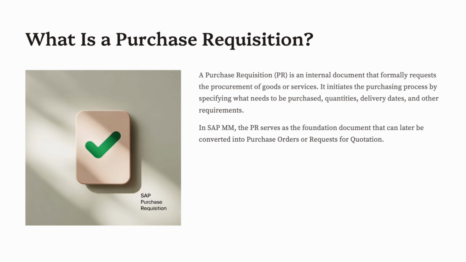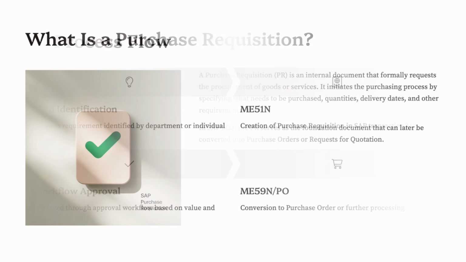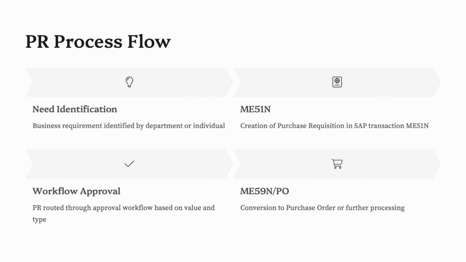PRs provide visibility into planned procurement before any commitment is made. Budget owners can see upcoming spend, adjust forecasts, and approve or reject requests. Release strategies enforce corporate policy. Low-value PRs may auto-approve, while high-value or strategic materials require multiple sign-offs.